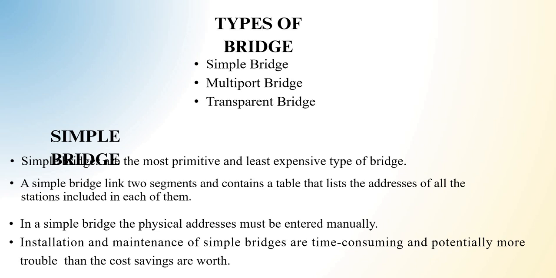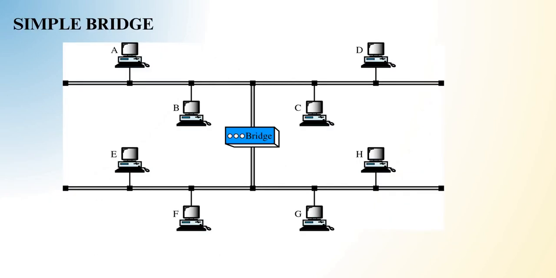Simple bridge. A simple bridge is the most primitive and least expensive type of bridge. A simple bridge links two segments and contains a table that lists the addresses of all the stations included in each of them. In a simple bridge, the physical address must be entered manually. The installation and maintenance of simple bridges are time consuming and potentially more trouble than the cost savings are worth. So that is a diagram for the simple bridge. Simply, we are connecting the two segments by the bridge.